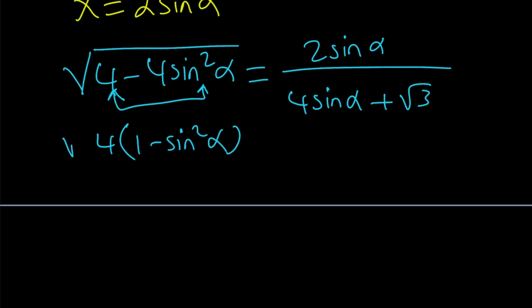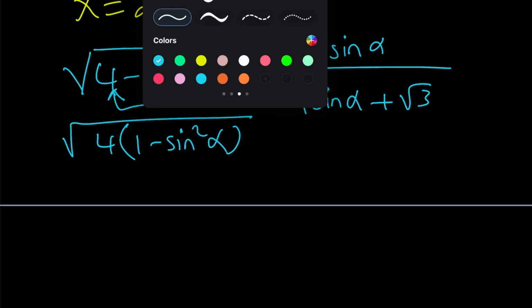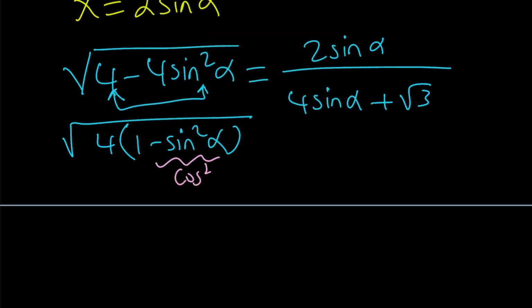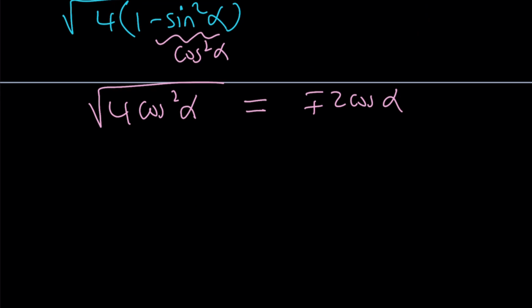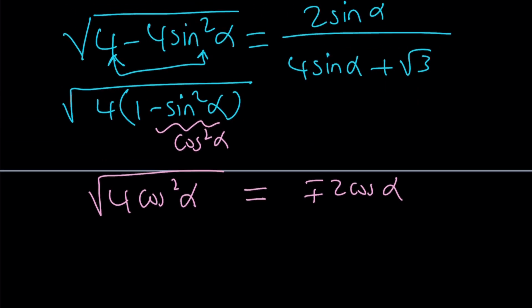Hopefully you've done a little bit of trigonometry and you recognize this 1 minus sine squared is the same as cosine squared. So this gives us the square root of 4 cosine squared alpha, which can be written as plus or minus 2 cosine alpha, right? You could also use absolute value, but let's go ahead and do the following. Let me show you how this proceeds with the positive case, and then the negative case is going to be very similar. Let's take the one with the plus sign, because cosine alpha could be negative, couldn't it?